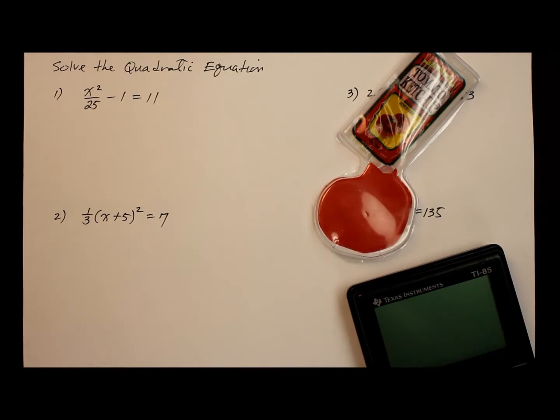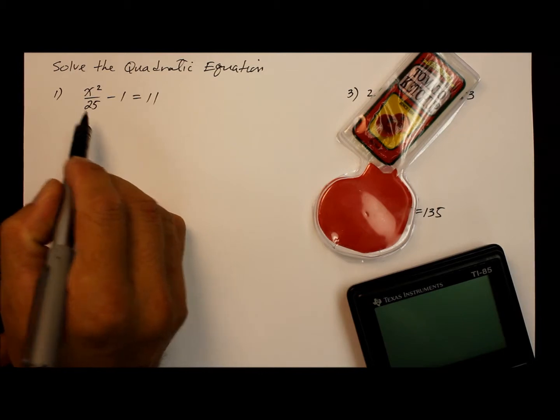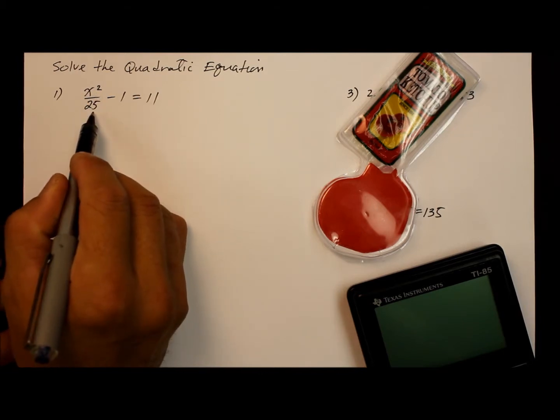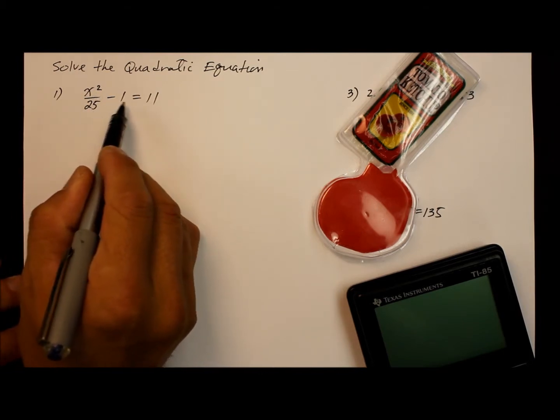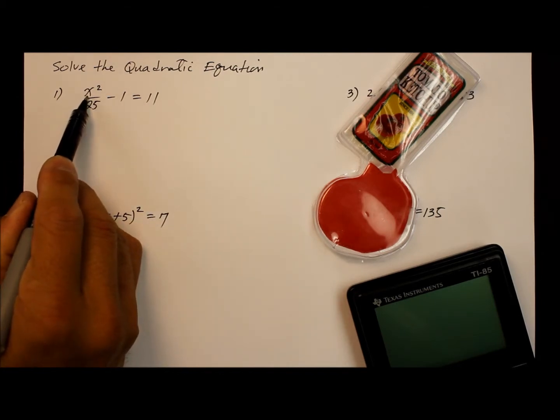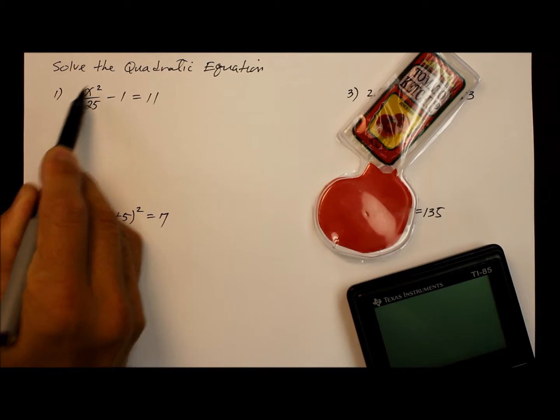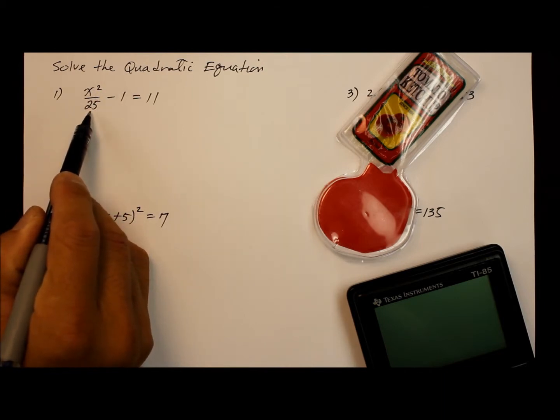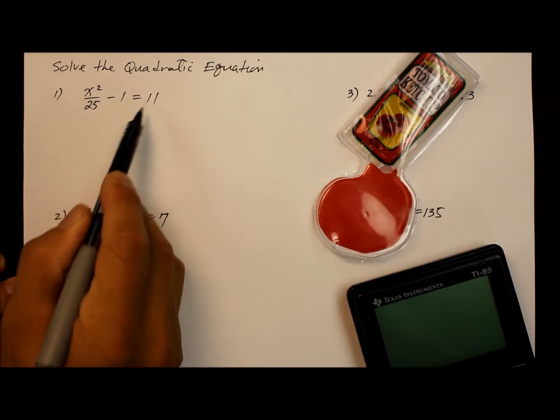Hi, this instructional video is about solving quadratic equations. This time we're going to be solving them by the square root method. Here's an example. Number 1, we have x squared over 25 minus 1 equals 11. The question is, what could x possibly be? If you square x, divide by 25, and take out 1, you'll end up with 11.